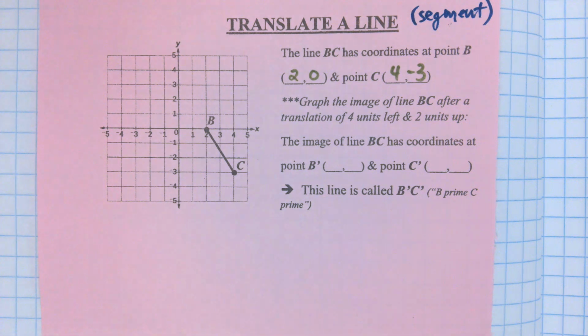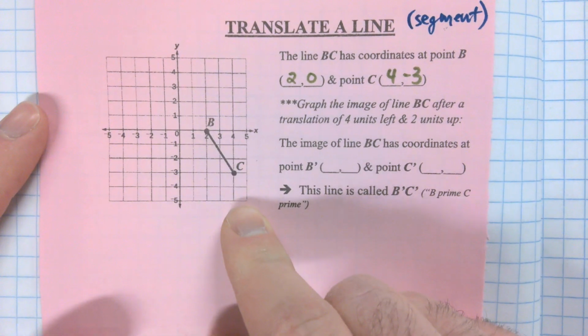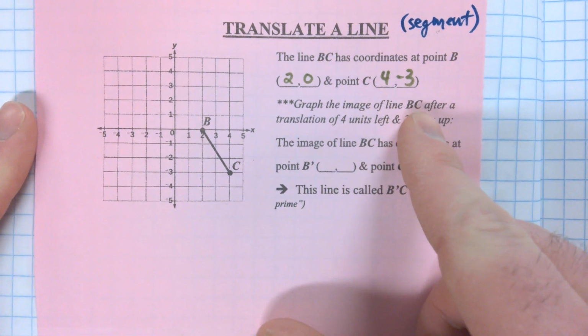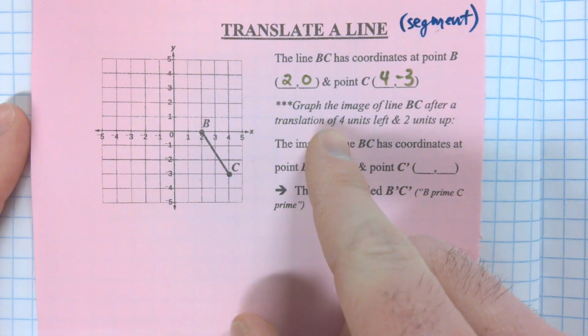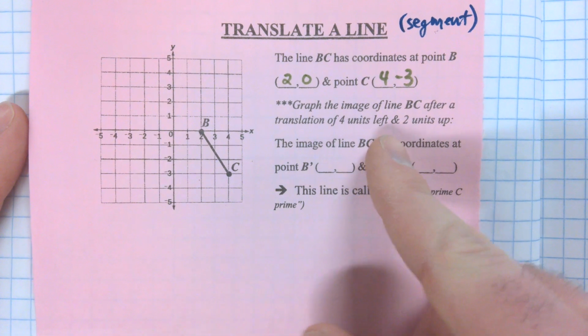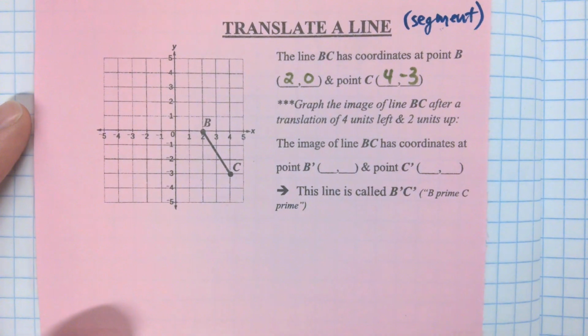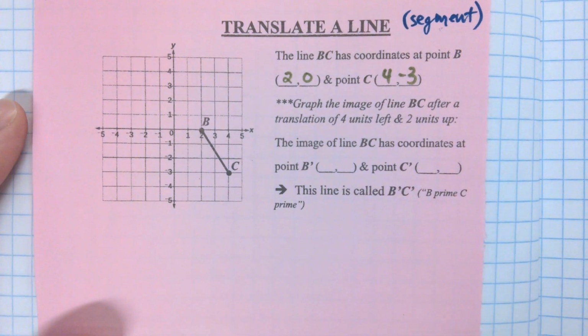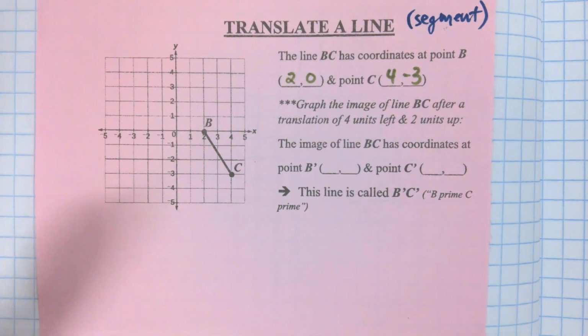So there's our pre-image line segment from B to C. We're going to graph the image of line BC after a translation of 4 units left and 2 units up. 4 units to the left, 2 units up. I'm just going to go point by point.